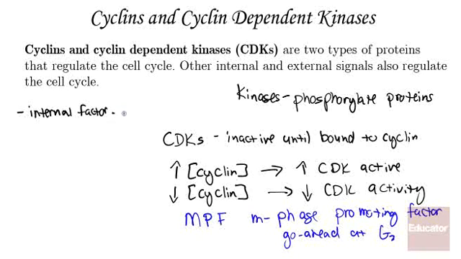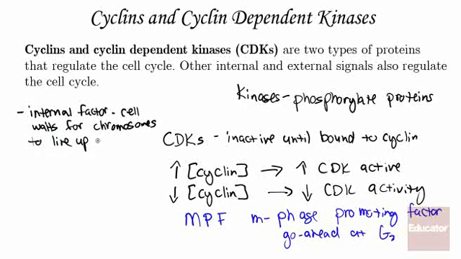So an example of an internal factor is that the cell waits for chromosomes to line up before proceeding with mitosis or meiosis. That's an internal factor, something inside the cell. CDKs are internal as well, but they're put in a slightly different class.